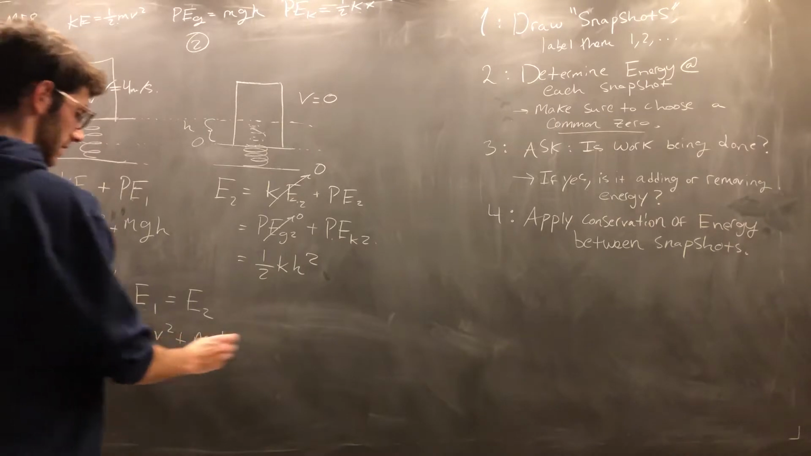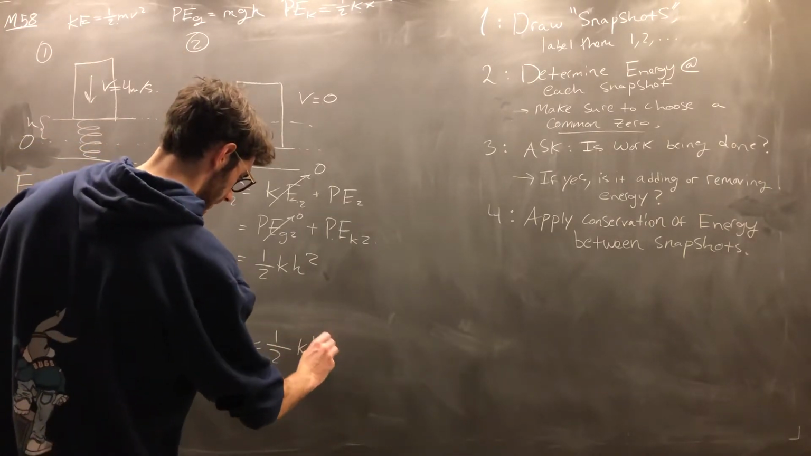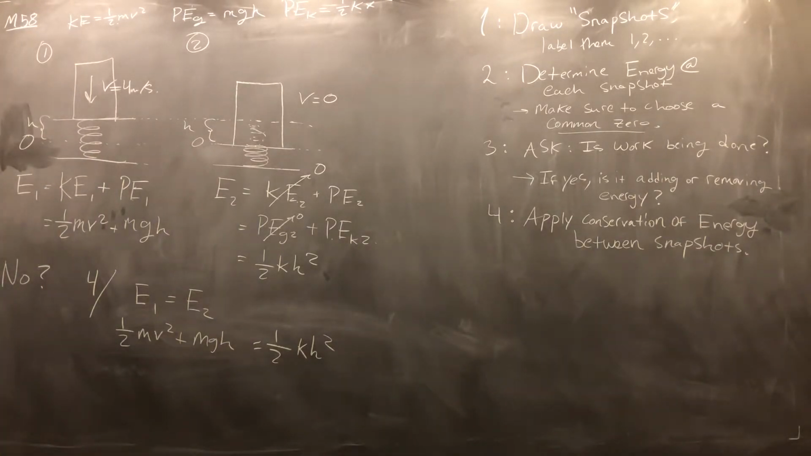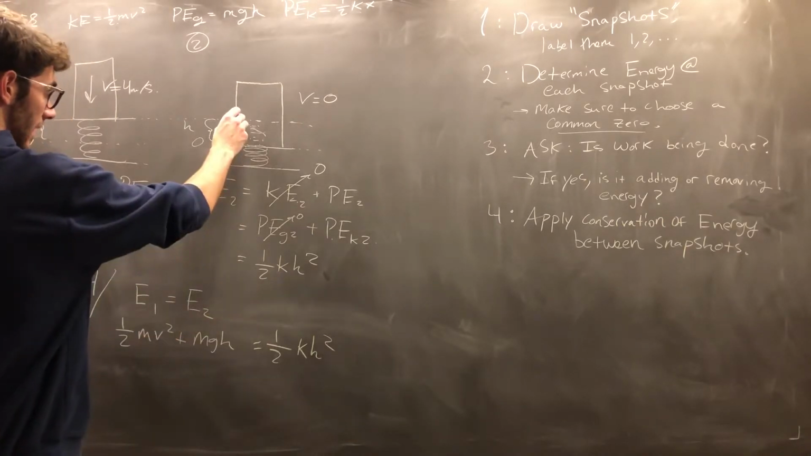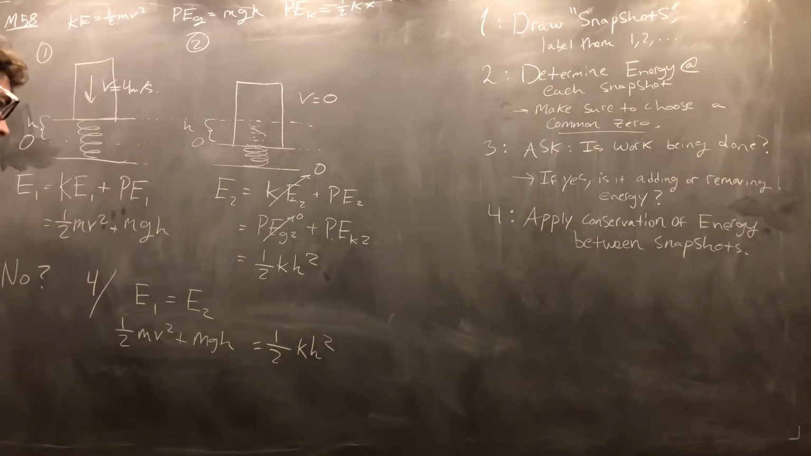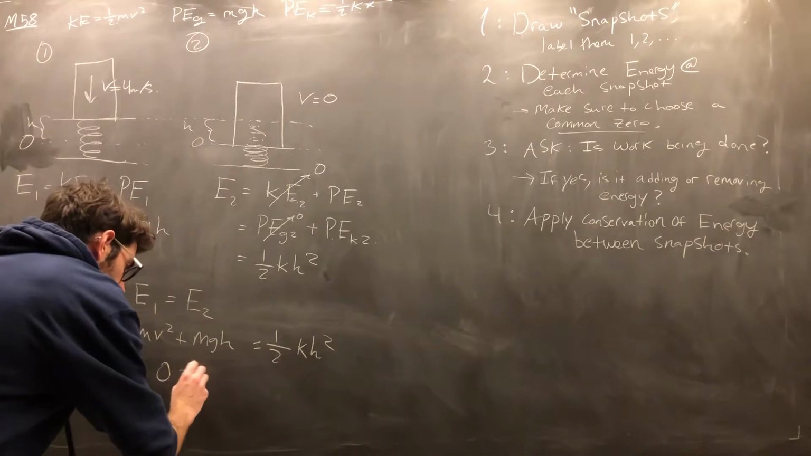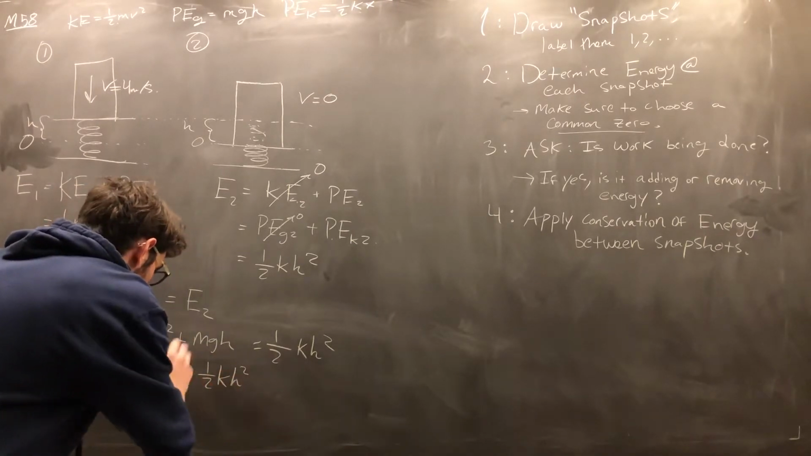Okay, that's the left-hand side, and this is going to equal 1/2 k h squared. And as it turns out, h is actually what we're interested in solving, right? Because h is the amount by which the spring is compressed after the elevator falls on it. And what we have here is actually a quadratic equation in h, right?